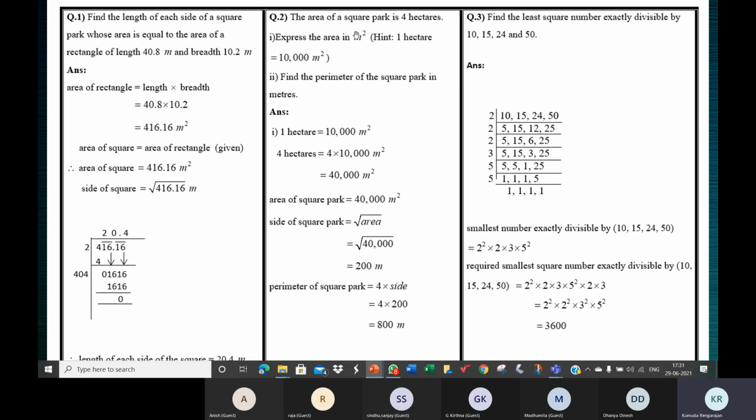Okay. In question number 2, we are given the area of a square park. The area of the square park is 4 hectares. Hectare is a unit for area, children, for large areas. A large piece of land is measured in hectares. An area of 10,000 meters square is equal to 1 hectare.